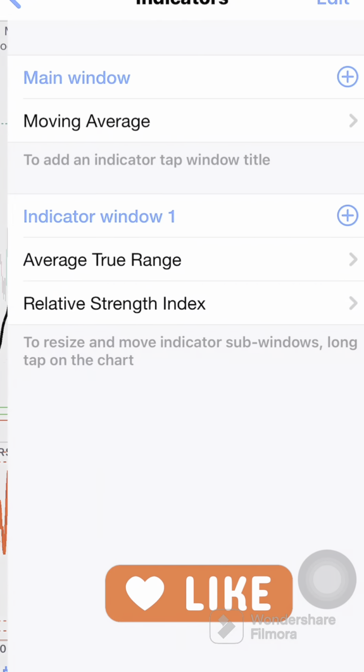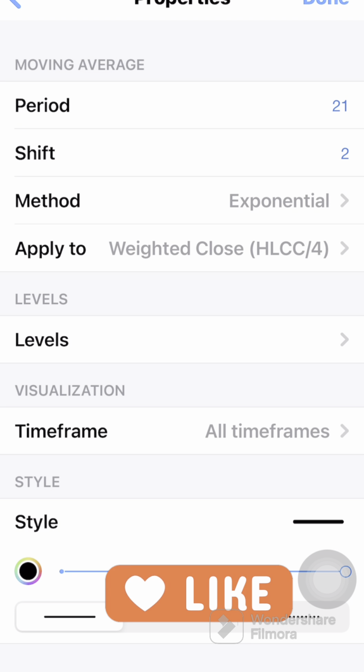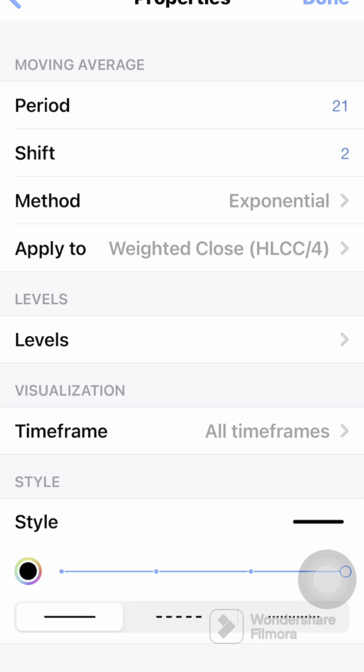On the main chart, we have the moving average. The settings for this moving average are period 21, shift 2, method exponential, apply to weighted close HLCC/4. These are the main complete settings for this awesome trading strategy. This is the settings for the moving average. You can screenshot it so that you can set it later.